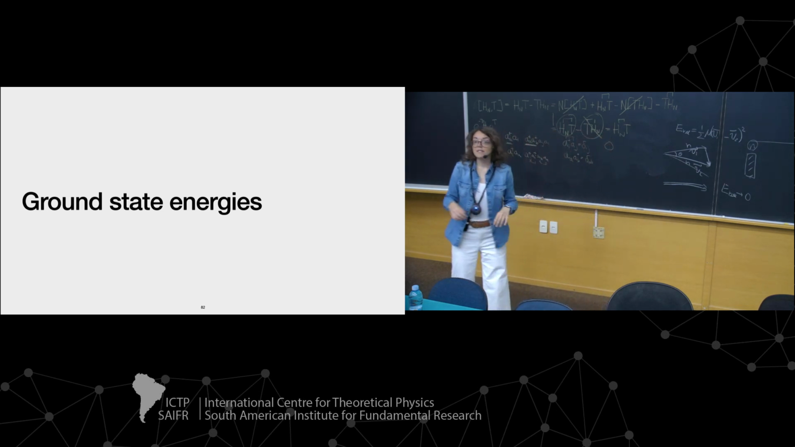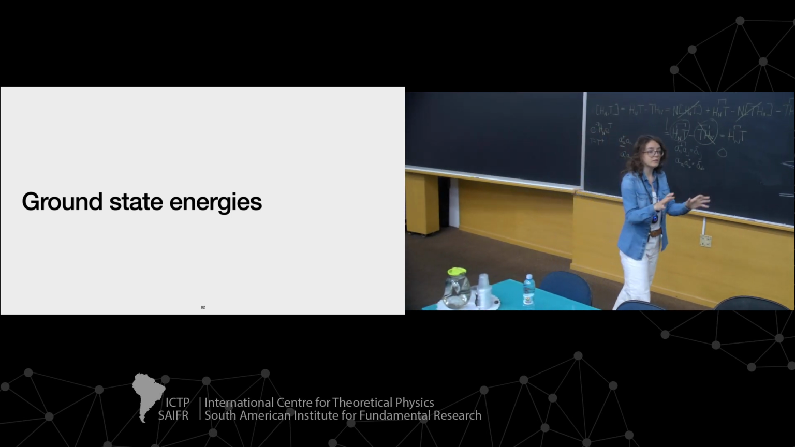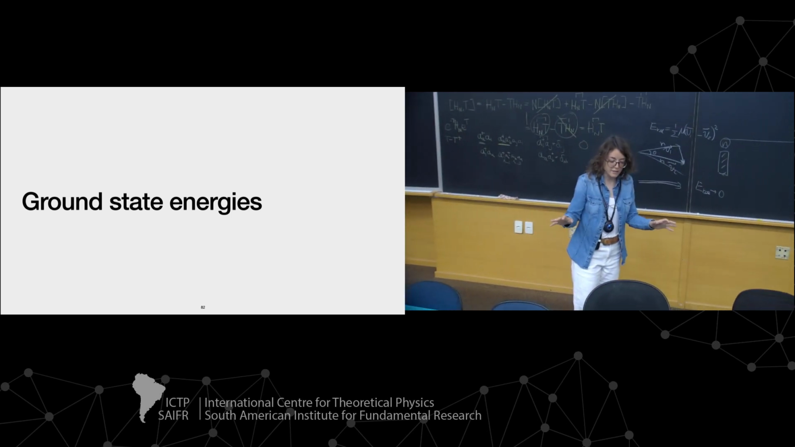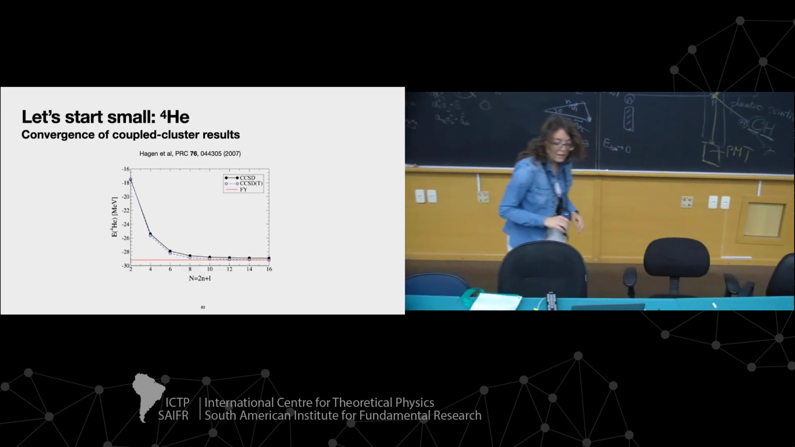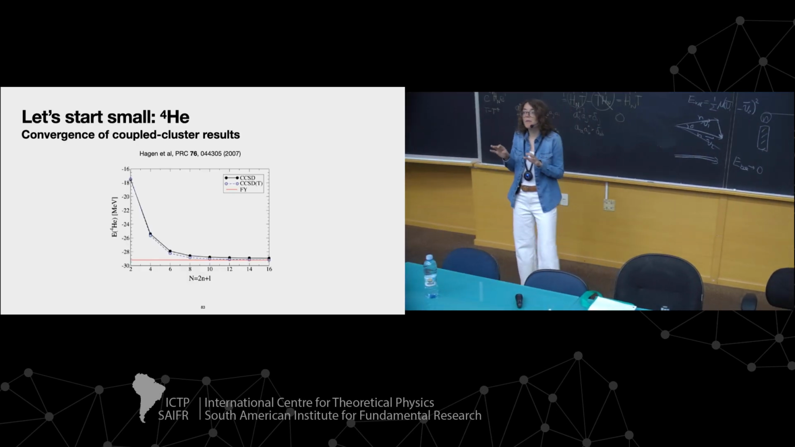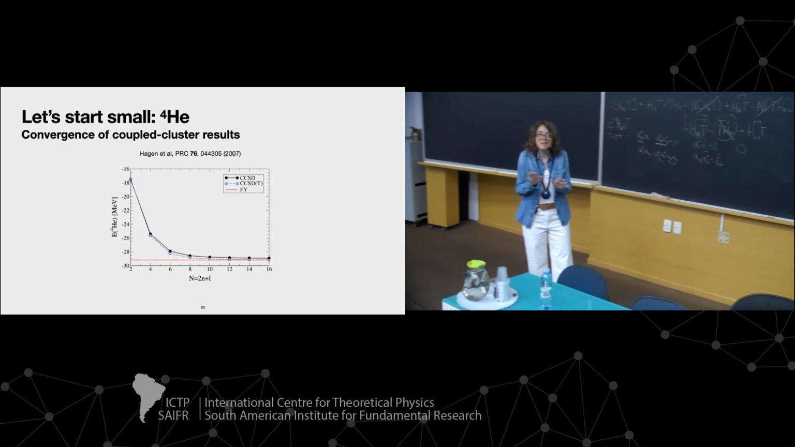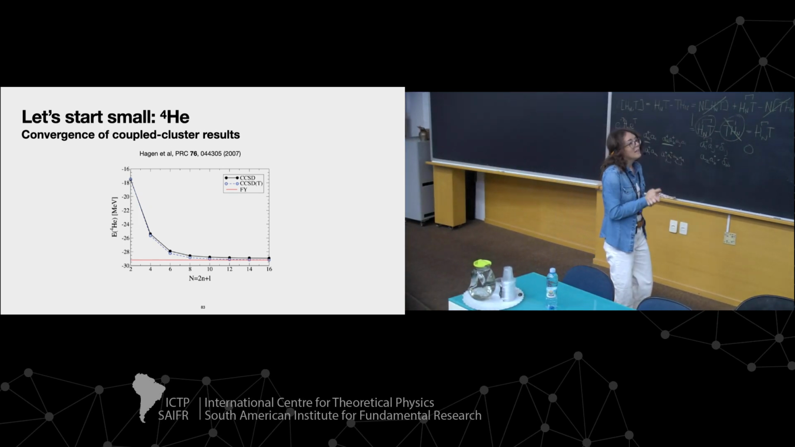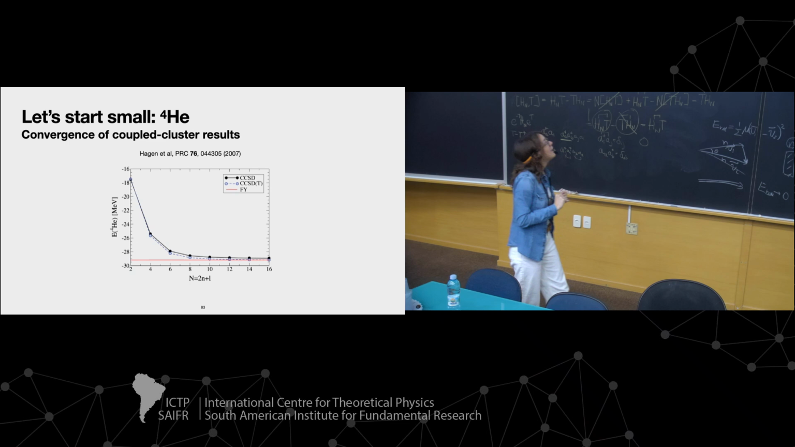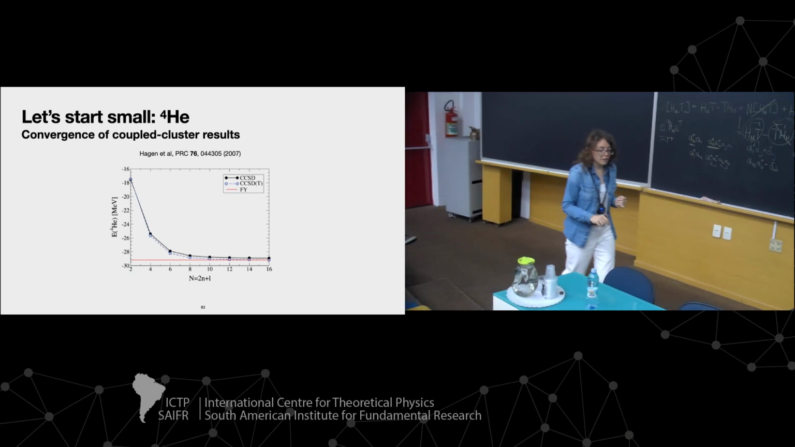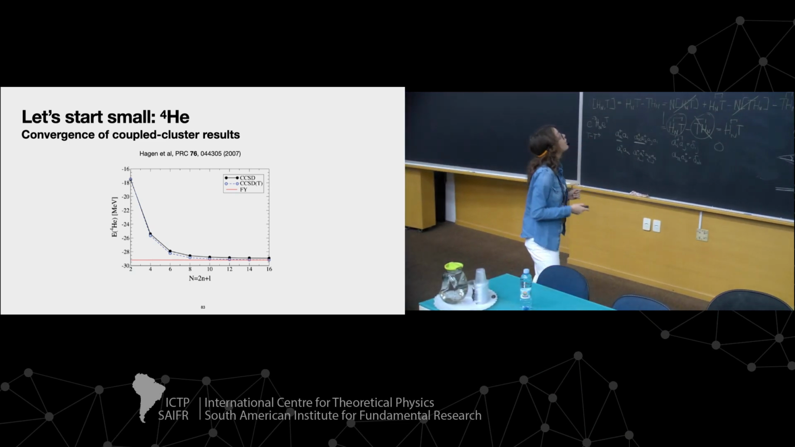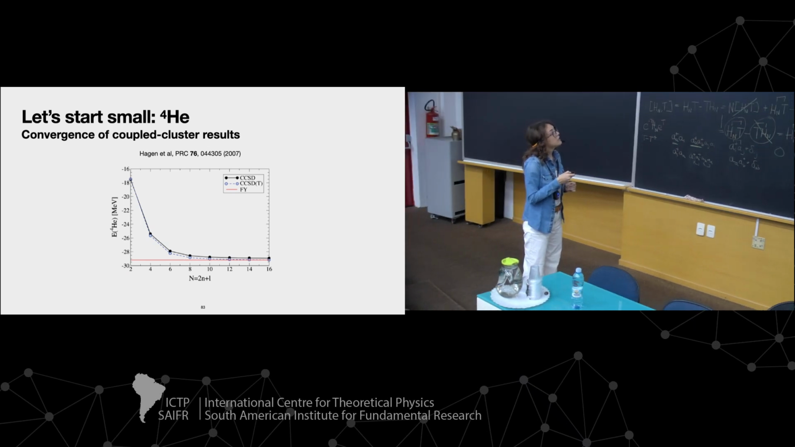So, okay, ground state energies. This is the first observable that we want to look at and test. So let's start small. When you want to test a many-body method, always reduce the problem to the lightest system you can. And so here you see results for the ground state energy of helium-4 using coupled cluster singles and doubles, and singles, doubles, and triples. This is a different approximation for triples that we can actually use.